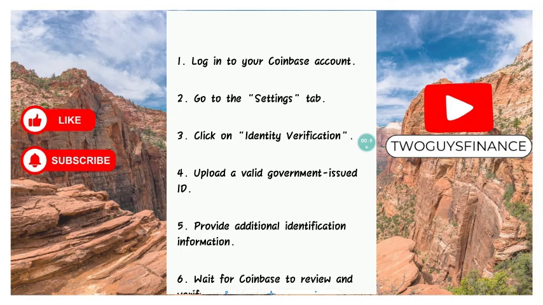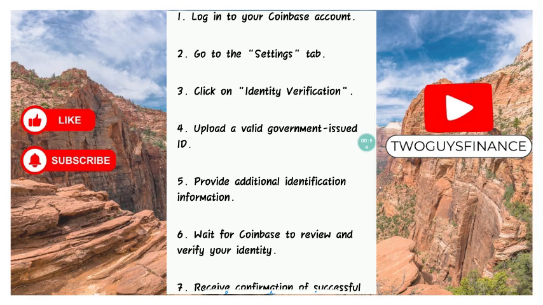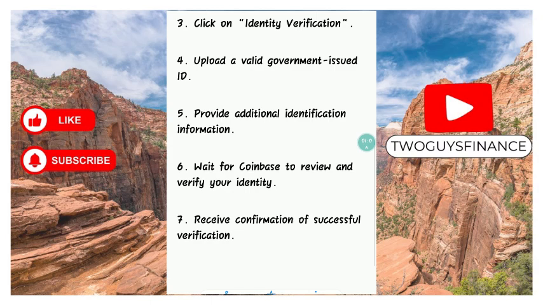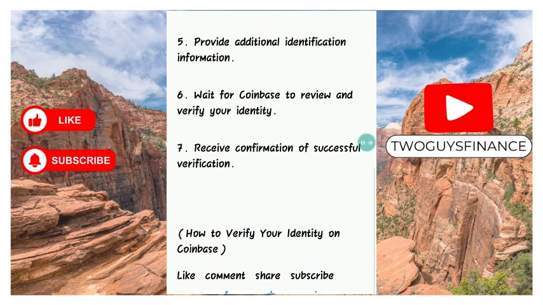Just get through that step, and then you just wait for Coinbase to review and verify your identity, and then you're going to receive confirmation of successful verification. And if it's not successful, Coinbase is going to let you know, and you're going to go through that again with the correct information. So yeah, that's pretty much it on how to verify your identity on Coinbase.